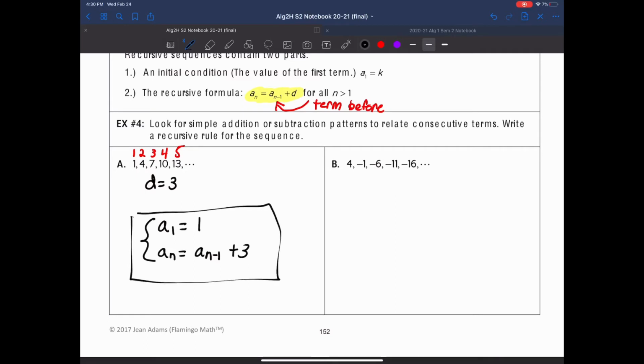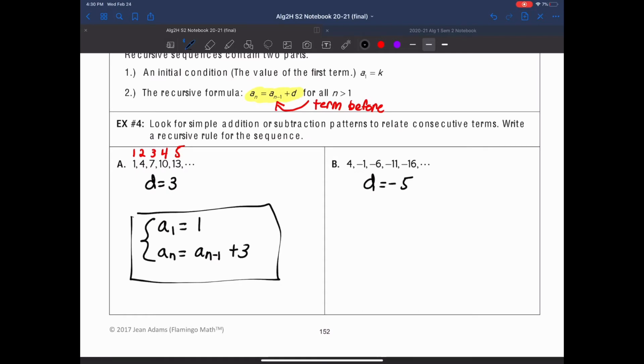Moving on to part B, I have 4, negative 1, negative 6, negative 11, and negative 16. Well, once again, I need to figure out what my pattern is. To get from 4 to negative 1, it looks like I'm subtracting 5. To get from -1 to -6, once again, I'm subtracting 5. -6 to -11, I subtract 5. And then -11 to -16, I'm subtracting 5. So my common difference d is equal to -5. I'm subtracting 5 each and every time I get to the next term in the sequence.